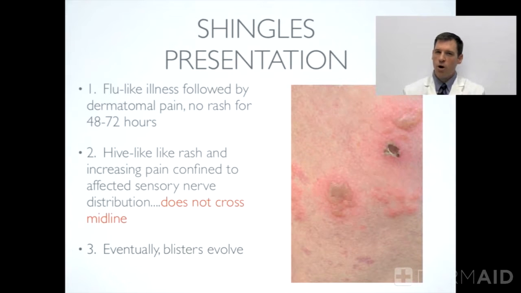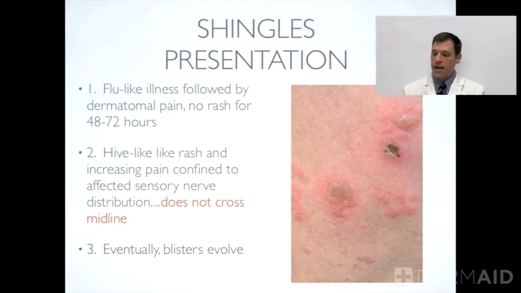How does it present? Often people have a flu-like illness for several days or even a few weeks prior to breaking out in the rash. Usually they'll get dermatomal pain. That means pain in the region that sensory nerve controls. So a sensory nerve will control the sensation for one side or one region, a circumscribed region of the body.